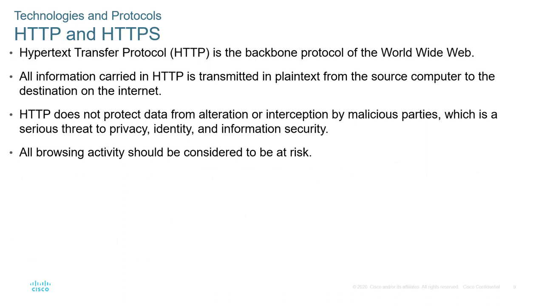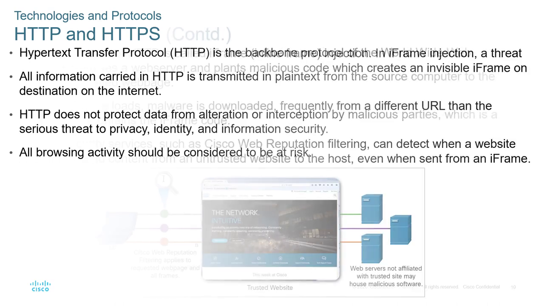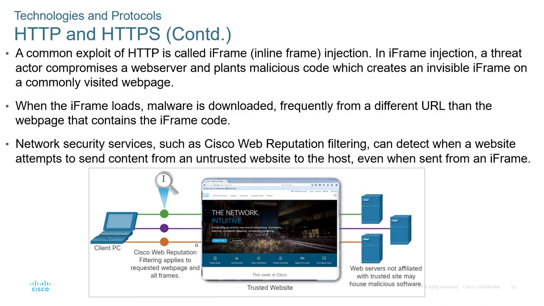So let's go and let's talk about HTTP and HTTPS. Backbone protocols for web-based traffic, HTTP and HTTPS. Again, this is how we transfer hypertext information or web page content. Normally, HTTP is done via plain text. It does not protect data from alteration or molestation. All browser activity normally is classified as a risk when doing HTTP. So to mitigate that, we can use other technologies.